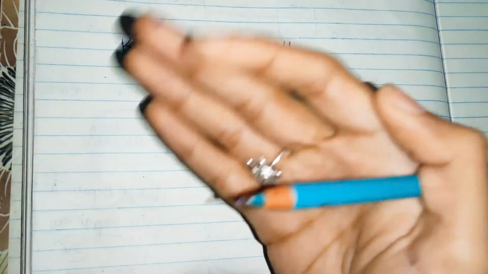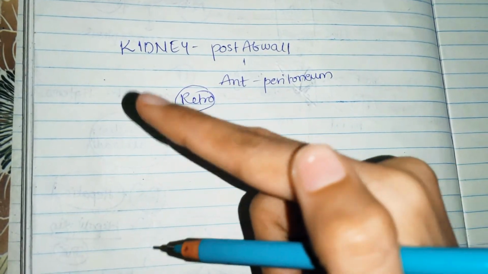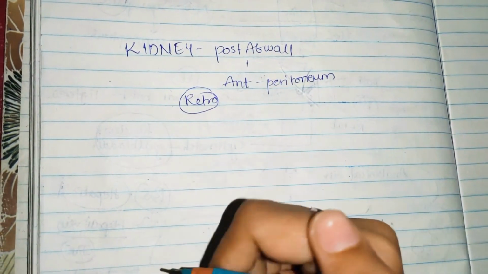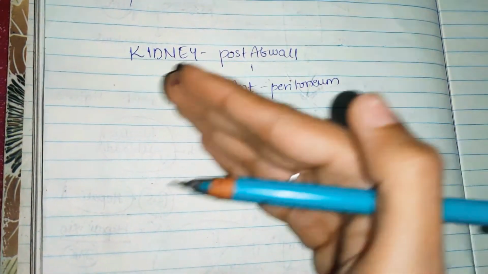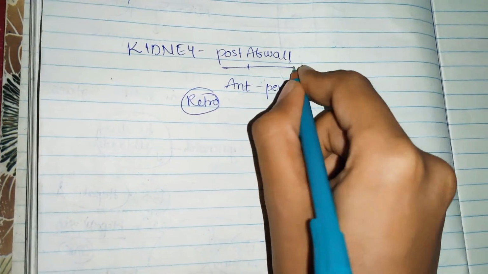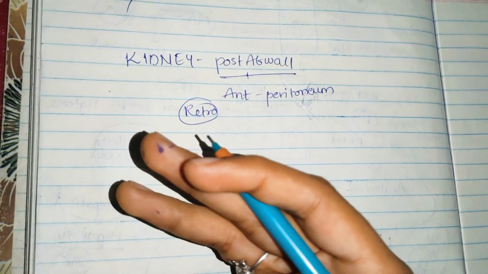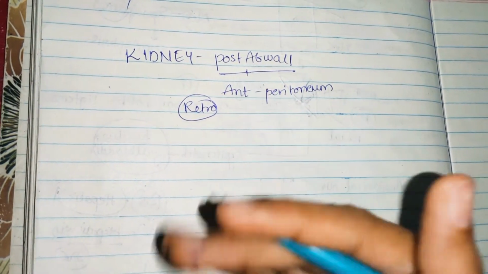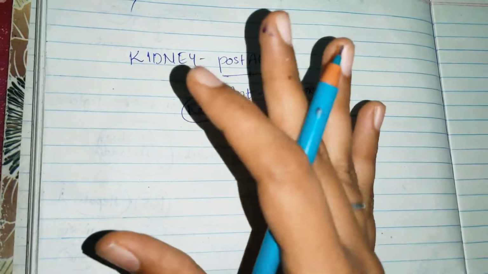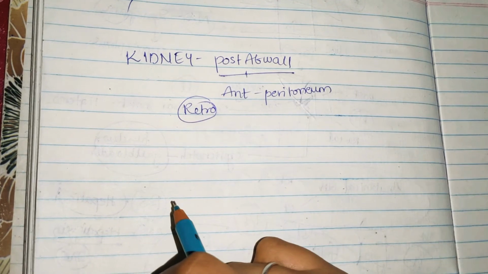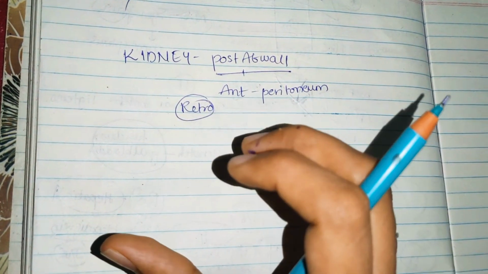Retro means back side, so it is covered only on the anterior side, and it is a retroperitoneal organ because it is behind the peritoneum. It is not covered completely by peritoneum, so it is present in the posterior abdominal wall. On each side, behind, you will see the vertebral column, and you will see it behind the peritoneum.